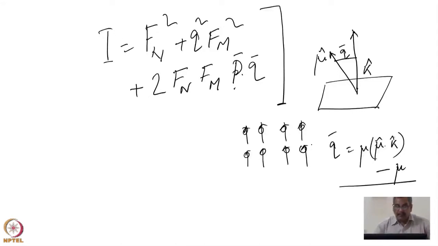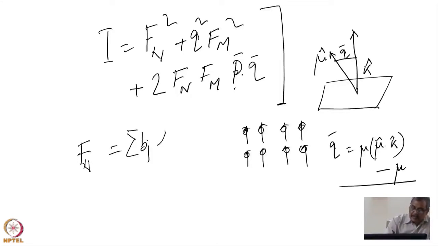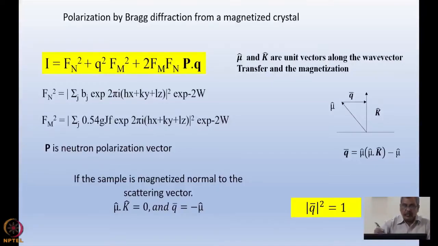Now here the term Fn is the nuclear scattering amplitude, which I had defined earlier to you, which was actually the coherent scattering length times e to the power 2 pi i q dot rj, if you remember. The counterpart of it is a magnetic scattering amplitude. So here you can see this is the nuclear scattering amplitude, which is bj times e to the power i q dot rj. That q, I have replaced with a G, which is a reciprocal lattice vector, and then 2 pi times (hx plus ky plus lz) gives Fn squared.